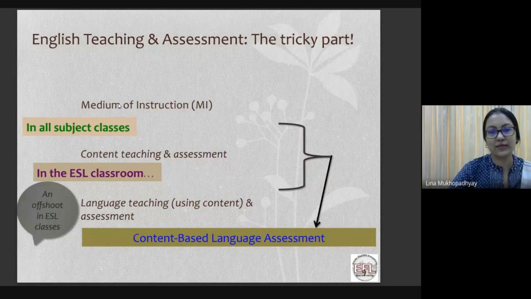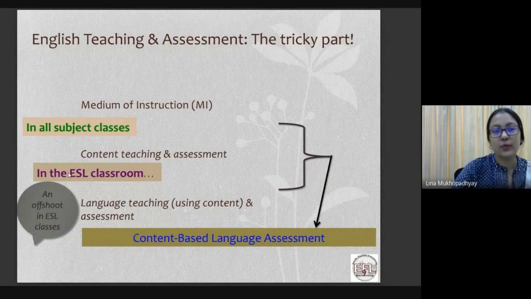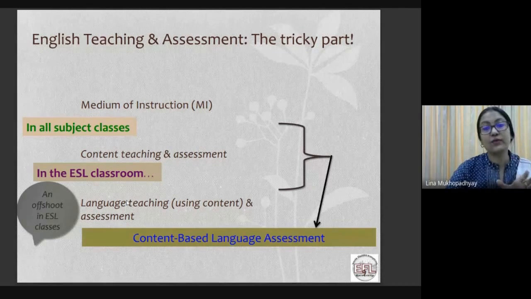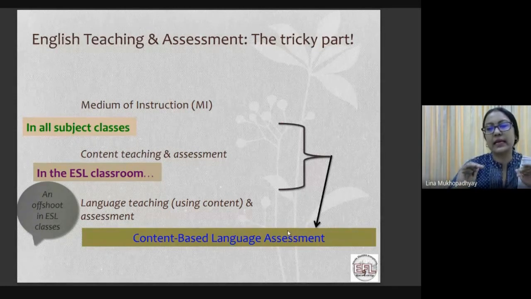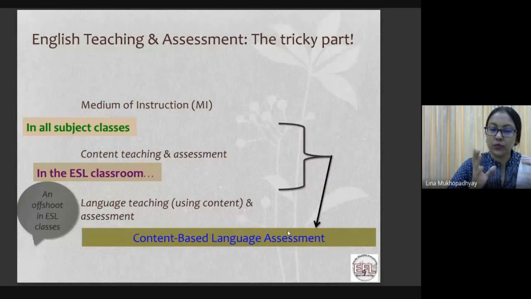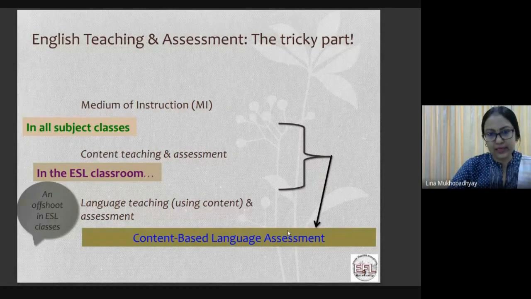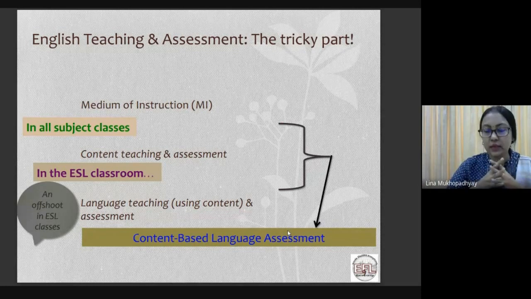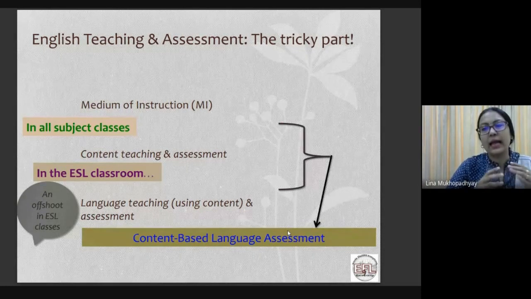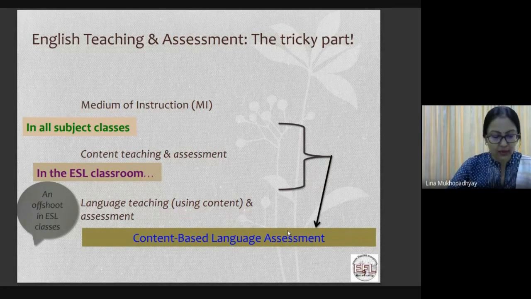On one hand, we have the medium of instruction, and on the other, we have the second language or foreign language classroom. So that is where we have to think of the role of content in language assessment. Therefore, we have this construct, content-based language assessment. The primary understanding of this model of assessment is that we have to look at content assessment as well as language assessment. So it's a healthy mix of both, and how we can attain that is something we will look at in the next part of the presentation.